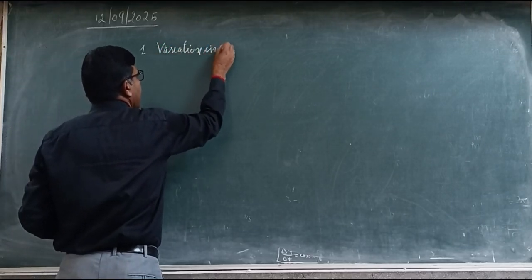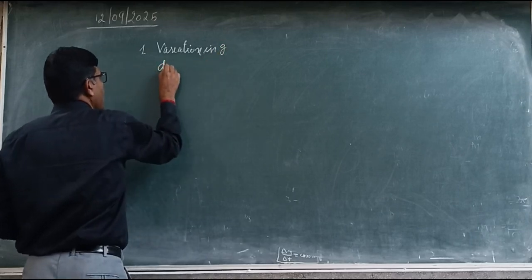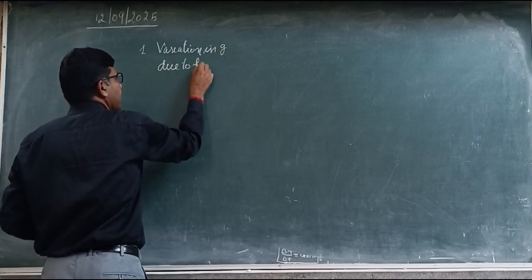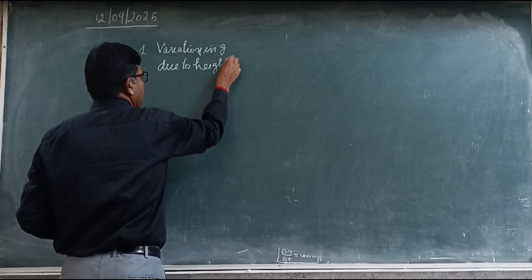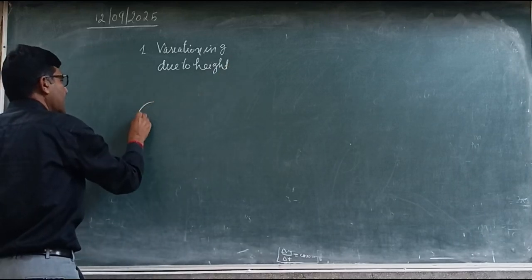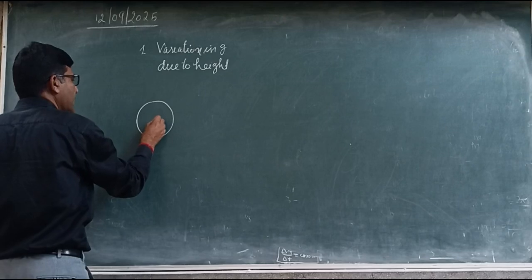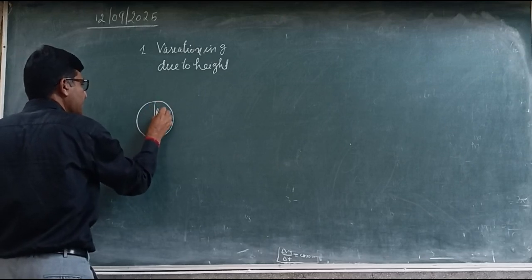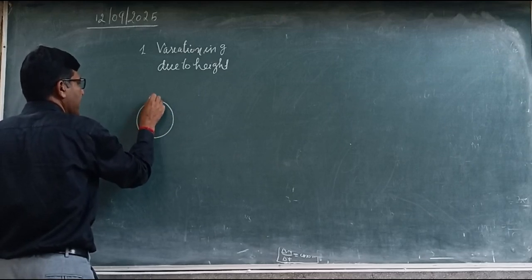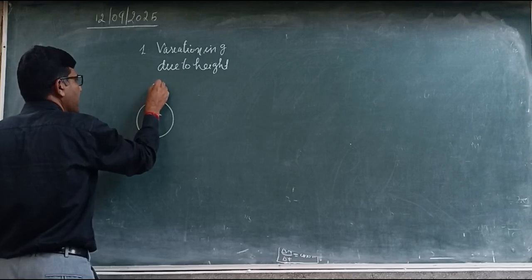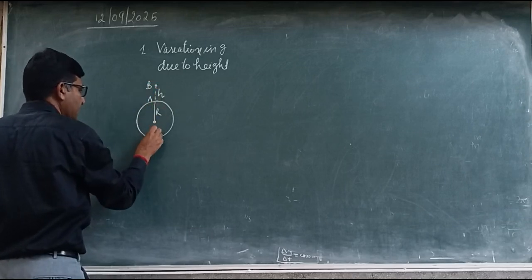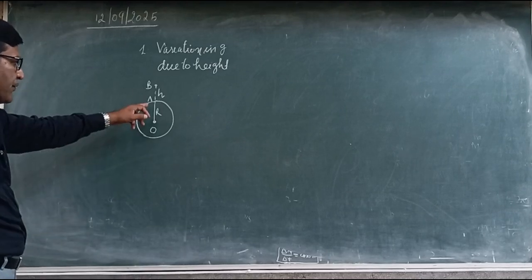in g due to height. Let us say that this is our earth, this is the center of the earth, this is radius, this is point A and this is point B. It is at a height h. This is center of the earth.